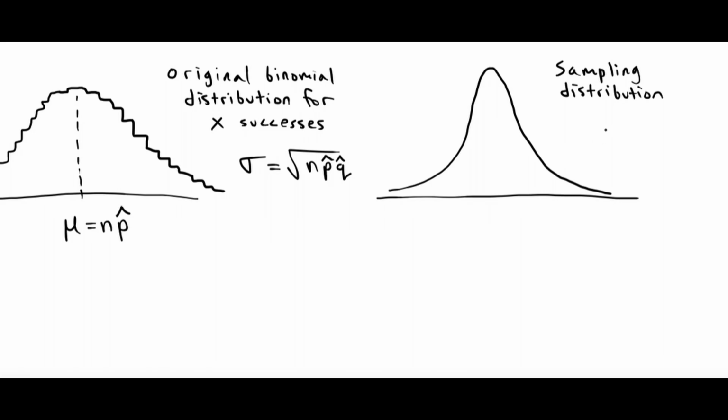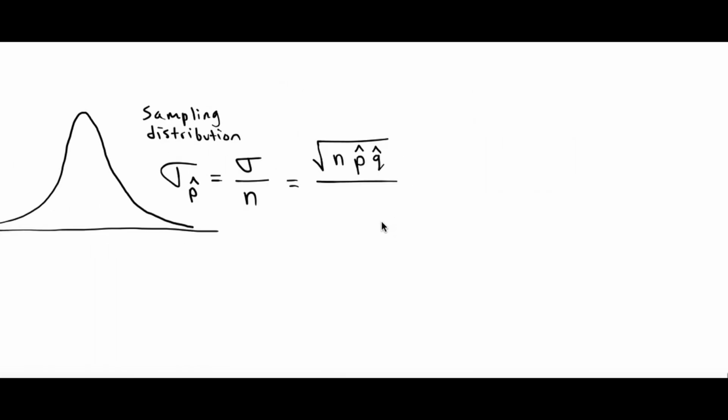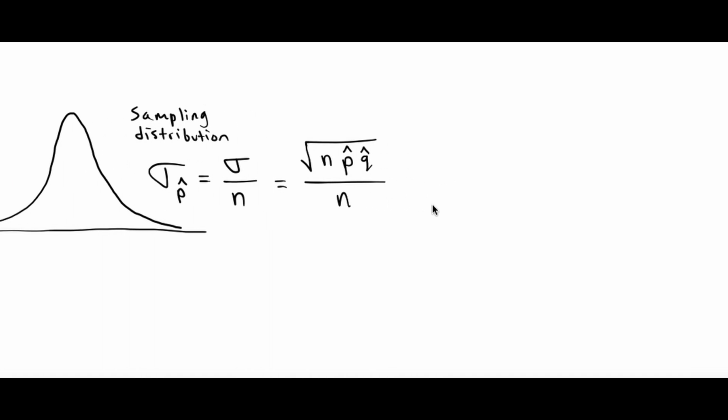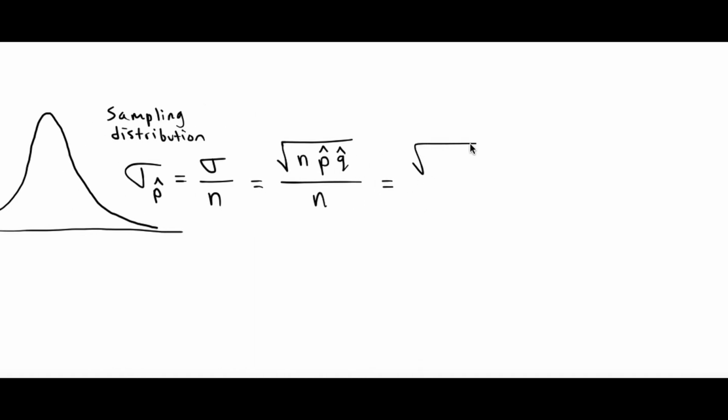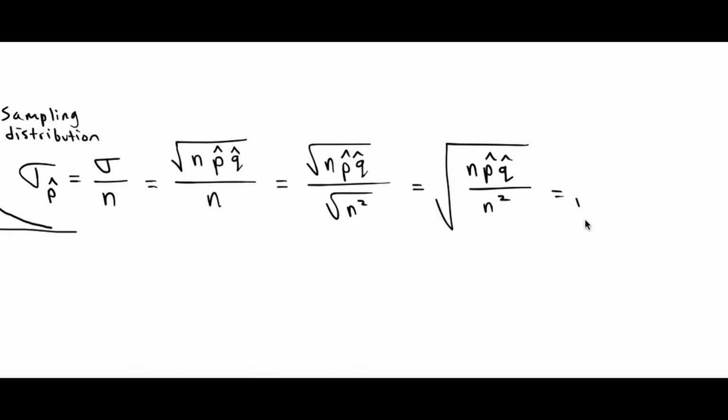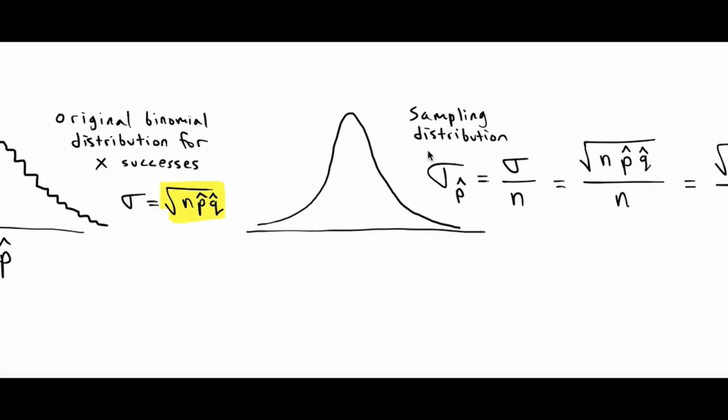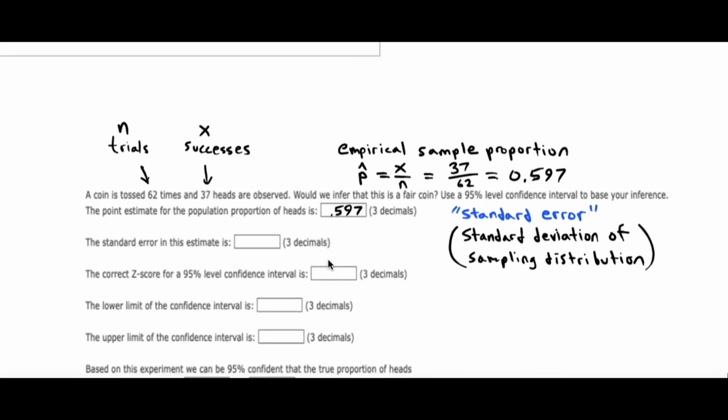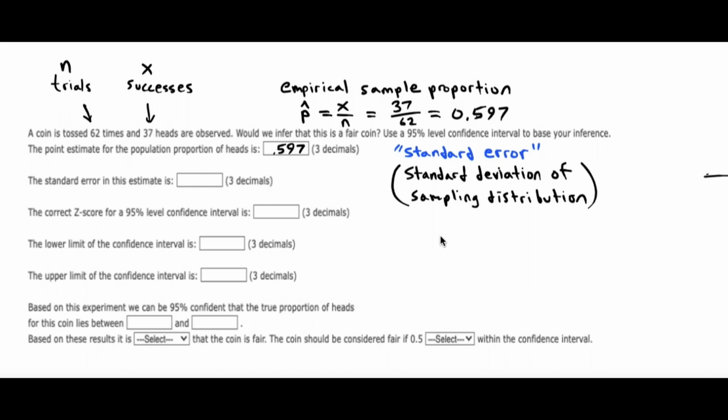And to find its standard deviation, it's going to be called sigma p hat. And that makes this, which is this, which comes out to this. So that is the standard error. The whole point is that once you do the derivation, this is the standard deviation of your sampling distribution. So that is the formula that you'd want to use here for standard error. It's the square root of p hat q hat over n.